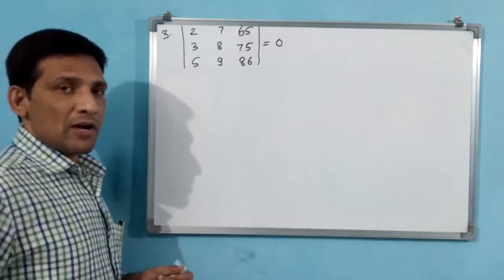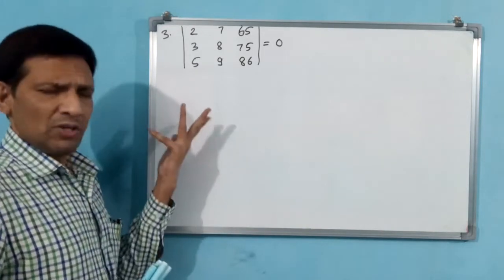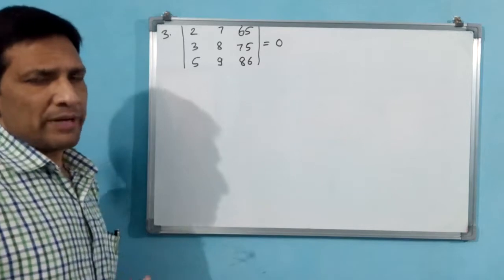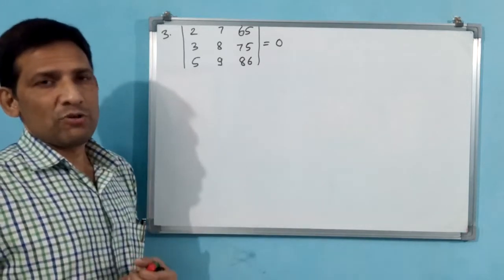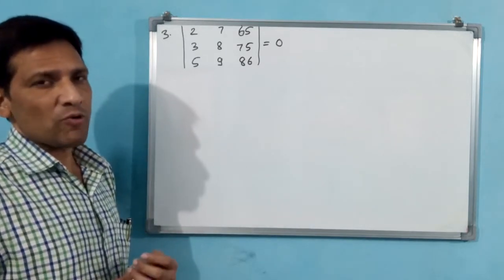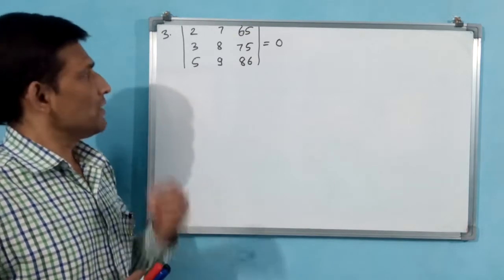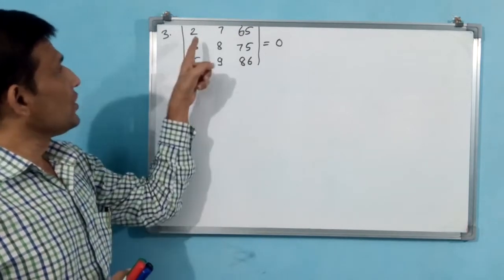Here three zeros are not going to happen. Suppose they are not going to happen, then how can you convert it into 0? This is a determinant. How can you prove this? Okay, one logic is there. You see here 2, 3, 5.